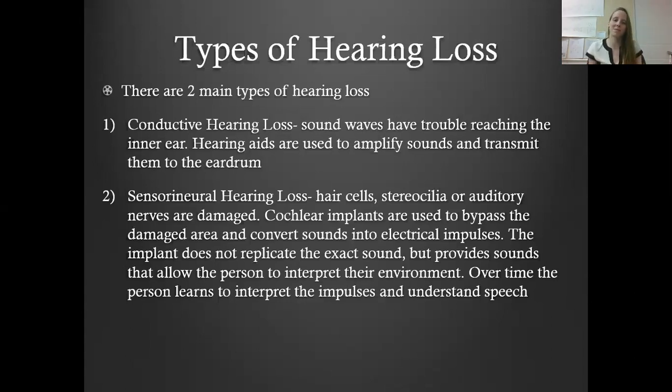There are two main types of hearing loss. The first is conductive hearing loss, where the sound waves are just not reaching the inner ear properly. And this is where hearing aids can be used to amplify sounds and transmit them to the eardrum.